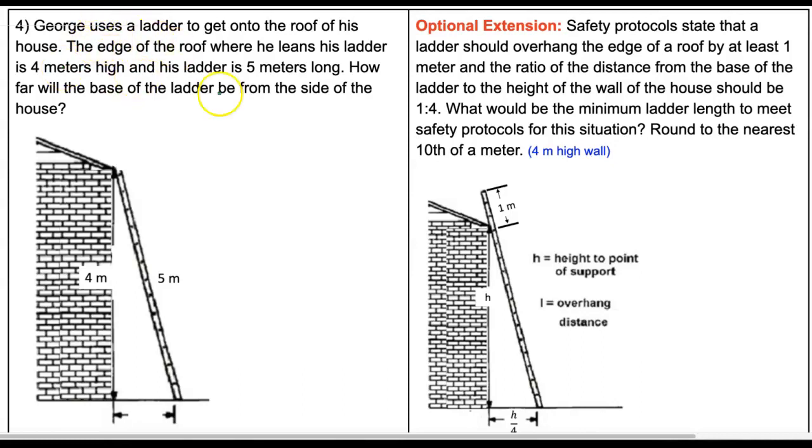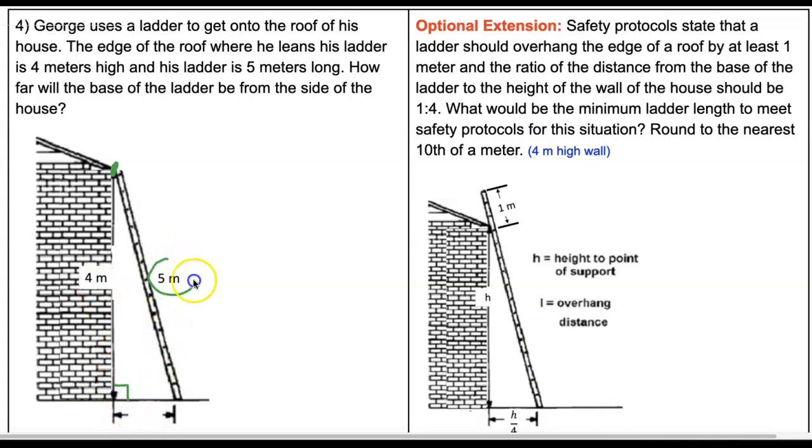All right, so George's ladder is 5 meters long, and he just puts it right on the edge of the house right here, right? The height of the house to where the ladder is touching is 4 meters. So we've got a right triangle here.